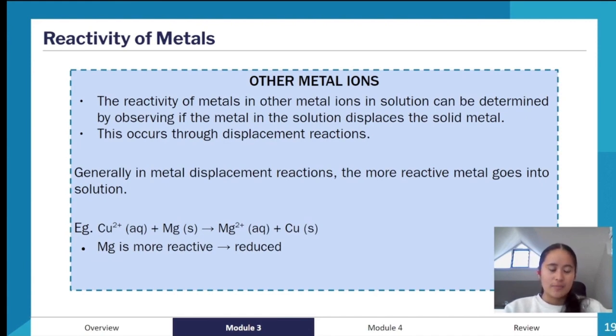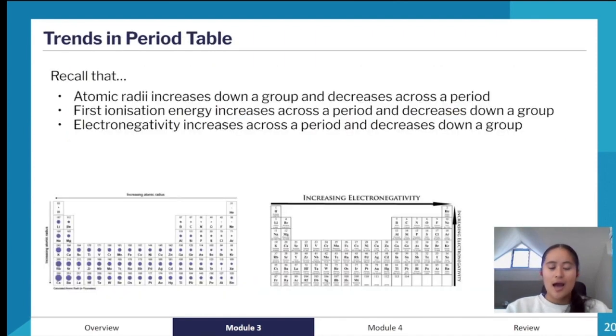So an example is if we put copper solution with magnesium solid, what will happen is you'll see a deposit being made around the magnesium strip that was originally in there, and that's copper solid, and then the magnesium is going into solution. It's becoming aqueous. So we'll talk more about metal displacement reactions when we talk about redox. But first, what we'll talk about is trends in the periodic table.